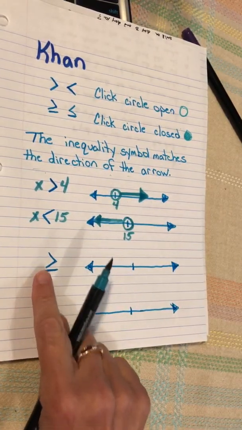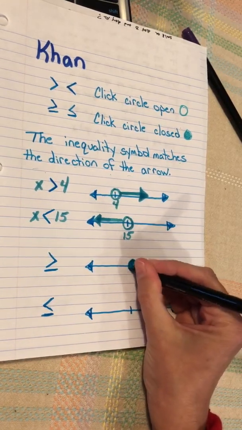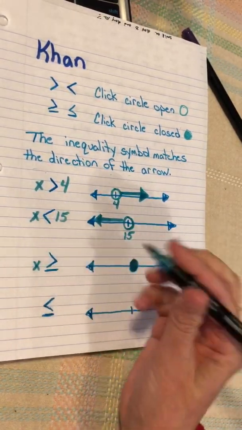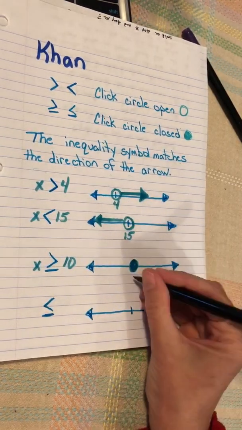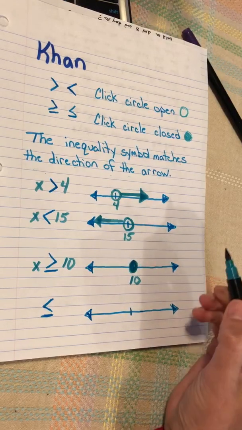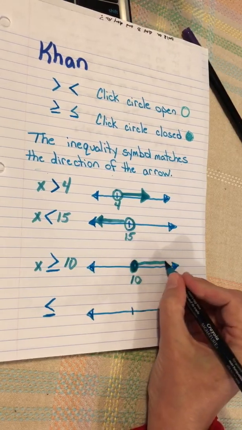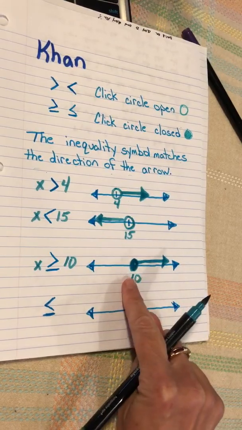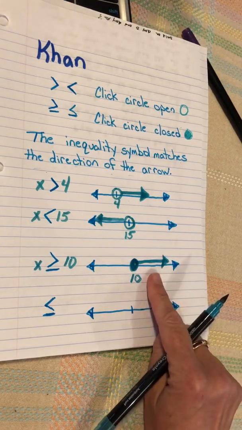This one is greater than or equal. We would need a closed circle because it's got the or equal. So if I did x is greater than or equal to 10, let me put 10 in here. Look at my inequality. It is pointing to the right, so my arrow needs to go in this direction. I want all numbers that are equal to 10 or greater than 10. Could be 20, could be 300, could be 11.